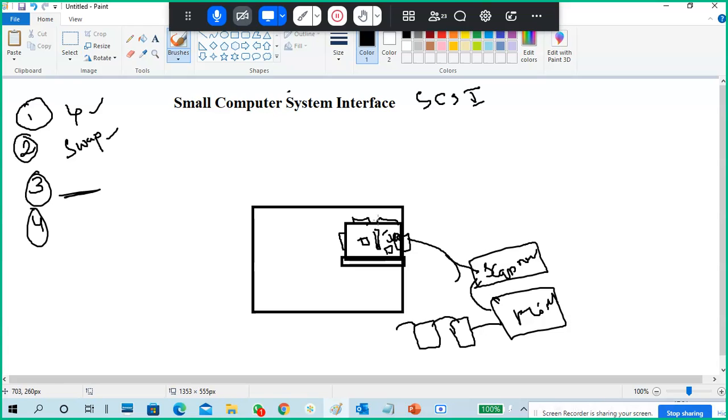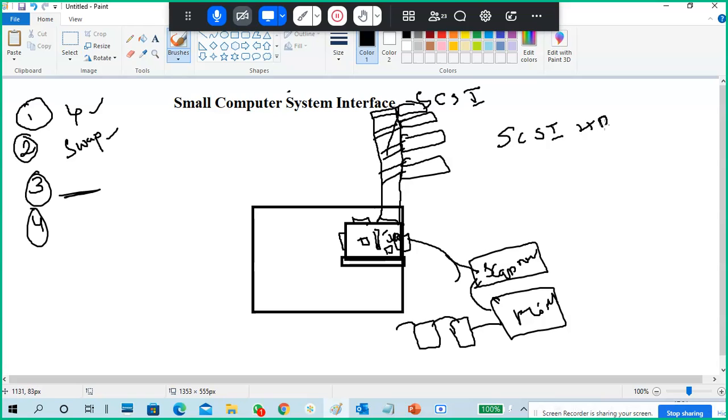Next, internally, in earlier days they used a ribbon type of cable, and on this cable we can connect 15 to 25 devices to a single cable. It looks like a PATA hard disk only. But the hard disk is not our regular PATA hard disk. We have to use a SCSI hard disk. SCSI hard disk is separate.